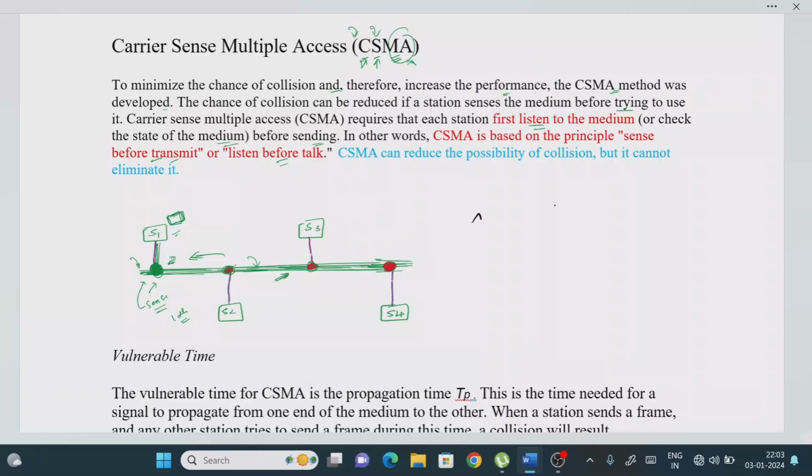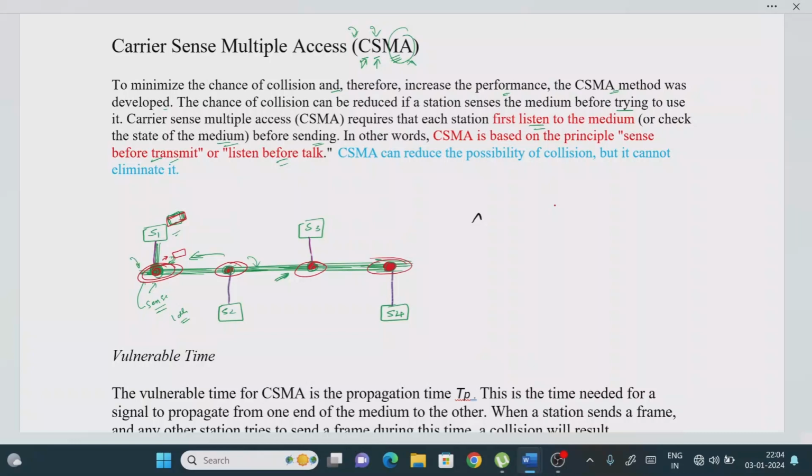One more important point you need to remember if you want to understand the further concepts: sensing happens only at the station's own location. S1 will sense at this location, S2 will sense at this location, S3 will sense here, S4 will sense here. It means that if some frame is coming here, the station can sense it and will postpone sending its frame.